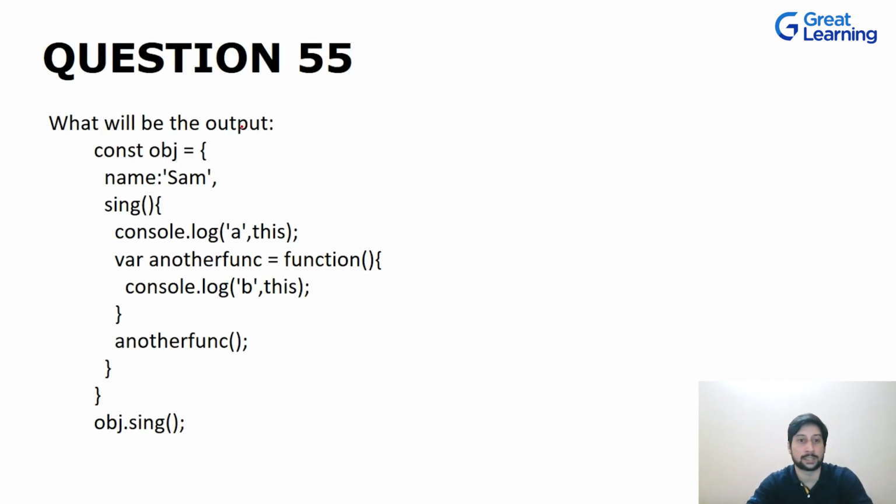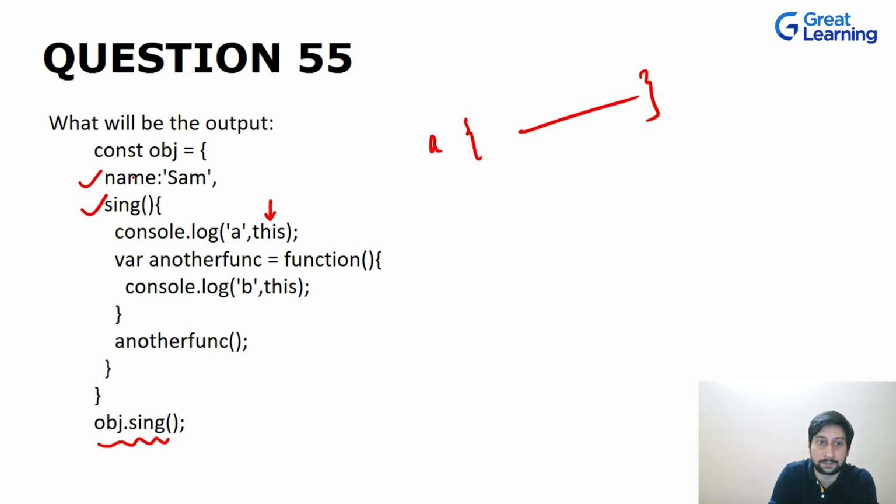Now let's talk about this question. We have an object with two properties. One is name, another is sing. In this sing, we are first trying to access the object. Here we call obj.sing. So the current object is what we will get as output A, which has two properties, name and sing, which is a function.